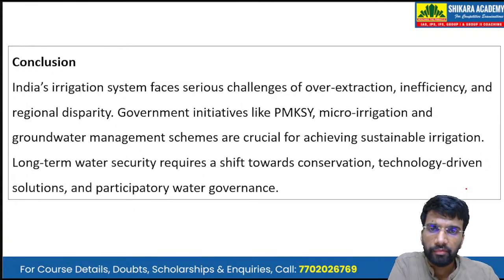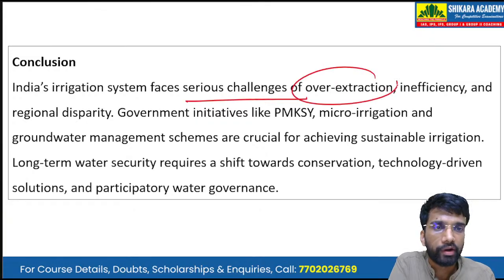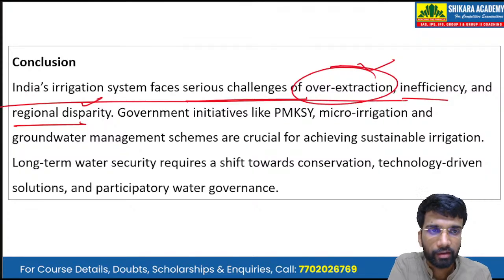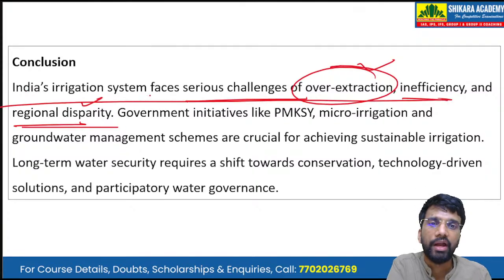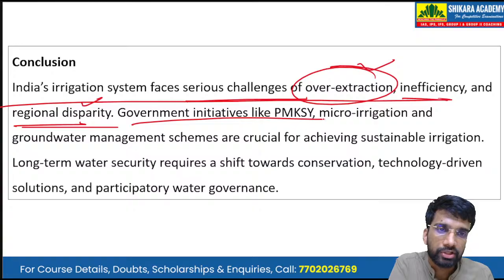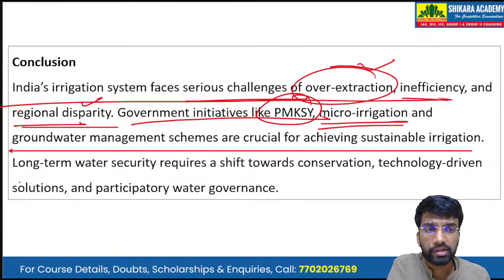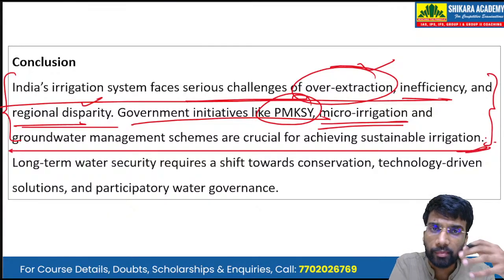Finally, in conclusion, we write: India's irrigation system faces serious challenges of over-extraction, inefficiency, and regional disparity. Okay, we have written about the challenges. And we write about government initiatives like Pradhan Mantri Krishi Sinchai Yojana, micro irrigation, and groundwater management schemes are crucial for achieving sustainable irrigation. So, till now, we have summarized the answer. The first part of the conclusion is the summarizing line.